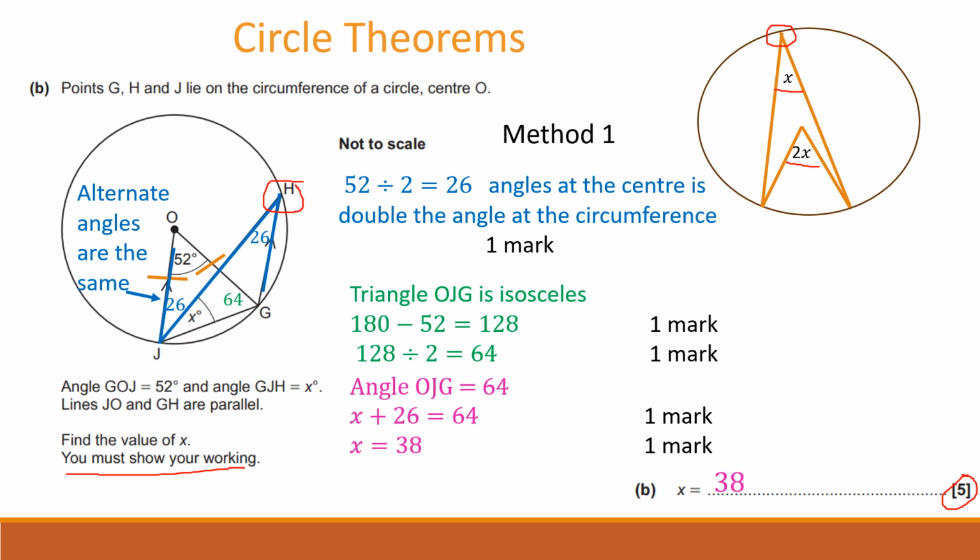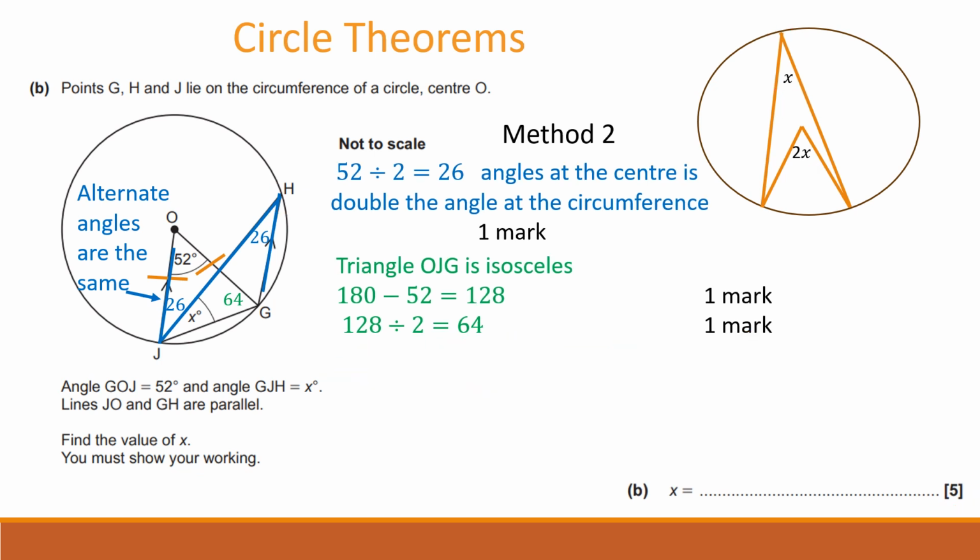Now the second method is exactly the same as the first one, up until the point where we get to the green line. So from this point here where I'm drawing a line across here, everything above is going to be exactly the same. It's just an alternative method for the end of this question. So method 2, as I said, is the same up until this isosceles triangle. And then you can see I've got a triangle, which is triangle OJG.